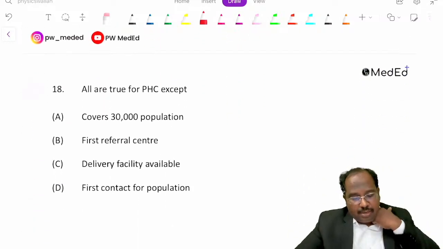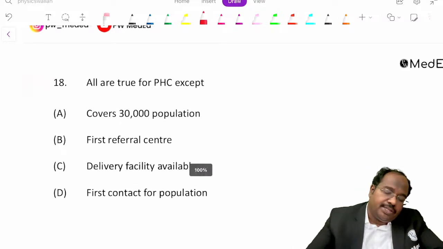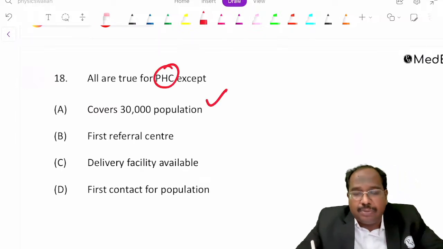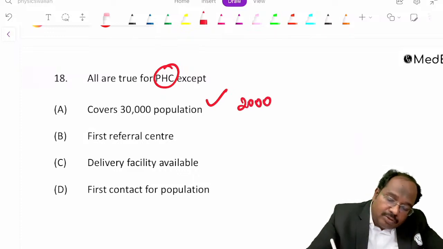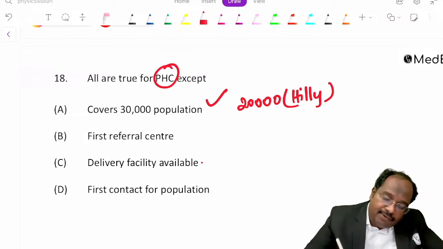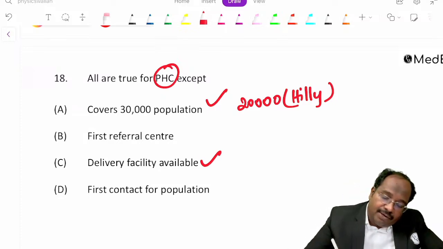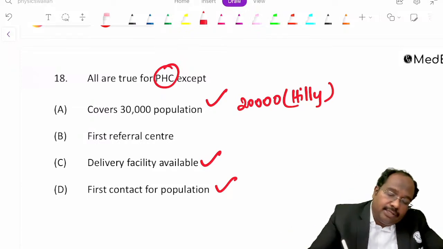Next question. All are true for PHC except. Question is PHC. It covers 30,000 population, that is right. Hilly areas 20,000 population. Is the first delivery facilities will be available? Yes, normal delivery will be there. First contact between the doctor and medical officer. First contact. Fine.